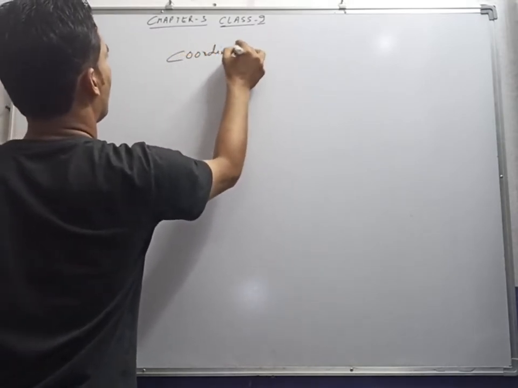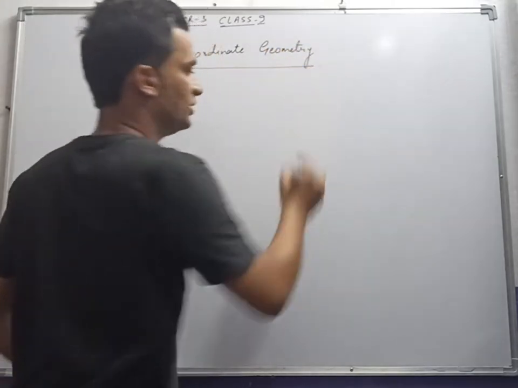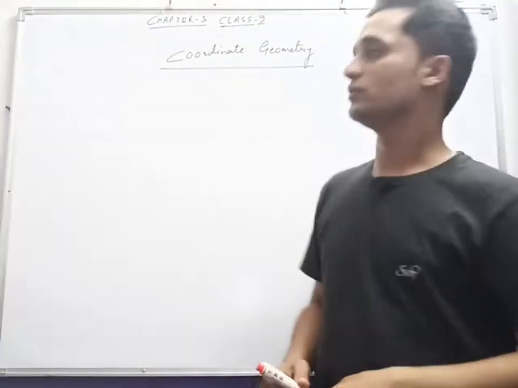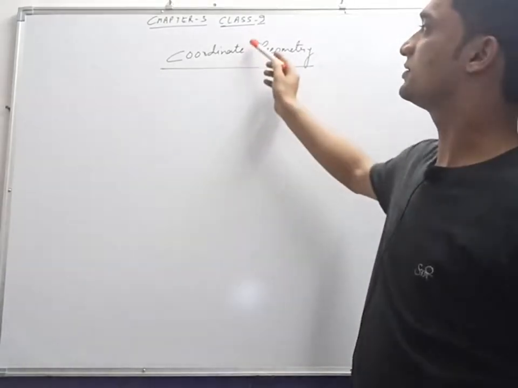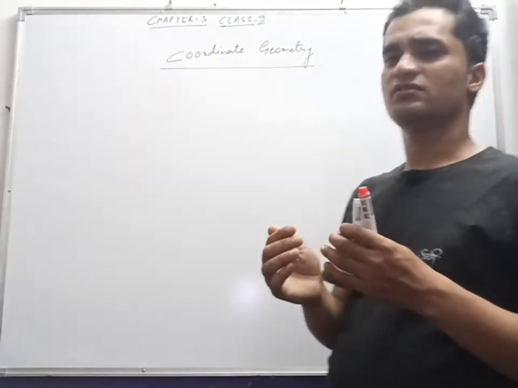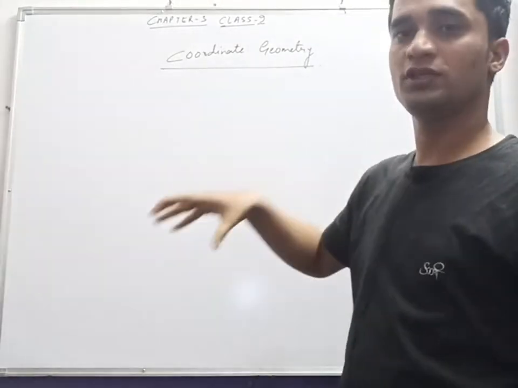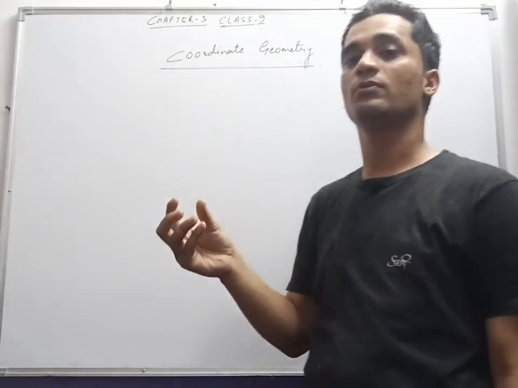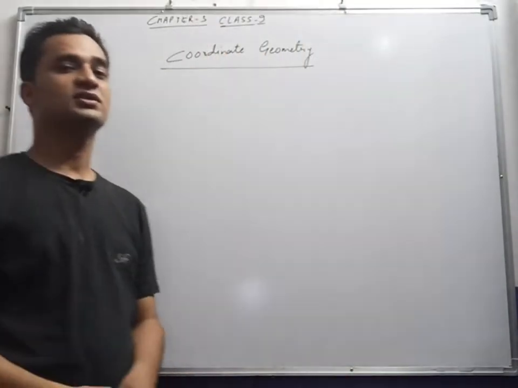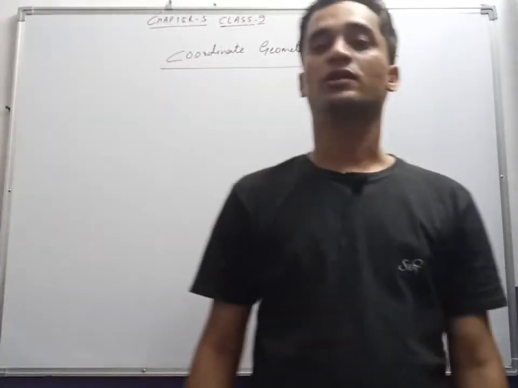Coordinate geometry. So what is coordinate geometry? As the name already suggests, it is about coordinates, meaning the values of x and y, that is ordinate and abscissa. Plotting the values of x and y in the form of coordinates in the plane is known as coordinate geometry. The study of plotting points in the plane is known as coordinate geometry.